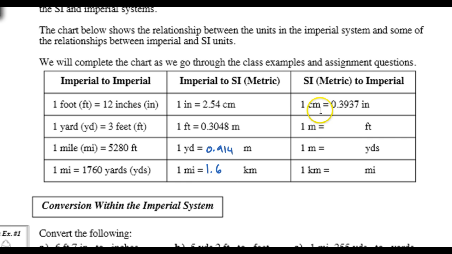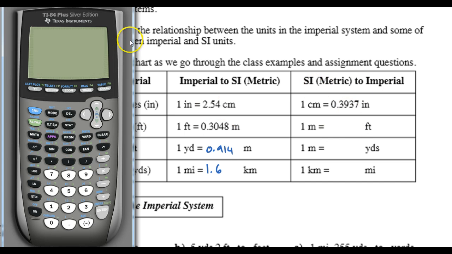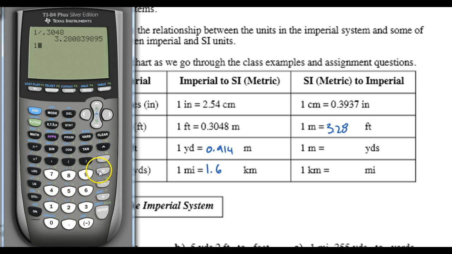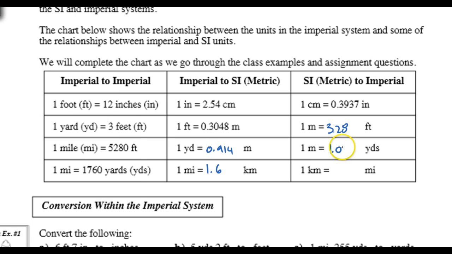Now, to go back the other way from metric to imperial, you would just do the reciprocals of all of these. So 3.28 feet, and then go 1 divided by 0.914 for the yards, so 1.09.